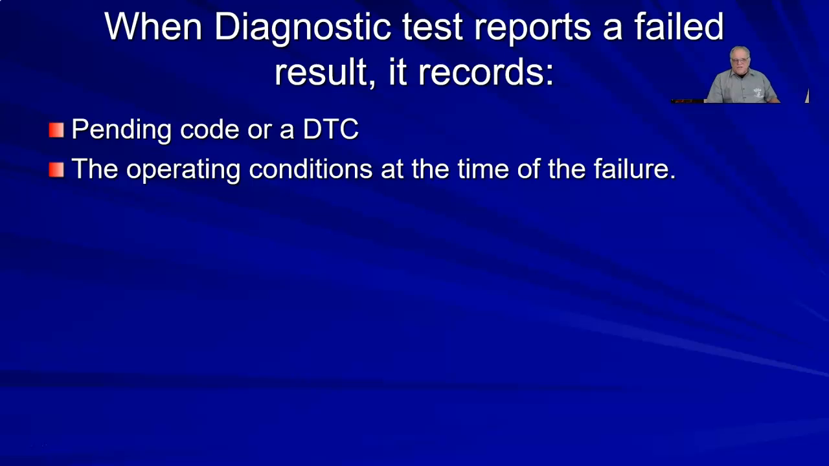The third drive, it runs the test. Now it passes the test, shuts the light off. It's no longer a current code. It was something that happened a while back. And if he drives it for 40 more times and it passes the test for the next 40 drive cycles, the code will clear out of history. But if it fails 2 times in a row, the light comes on. While the light's on, if it passes 3 times in a row, the light shuts back off.